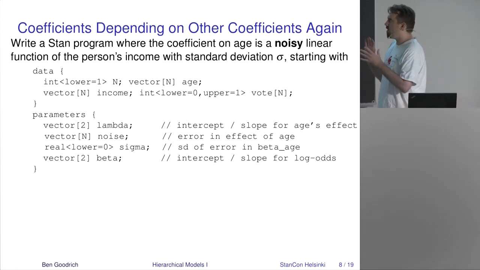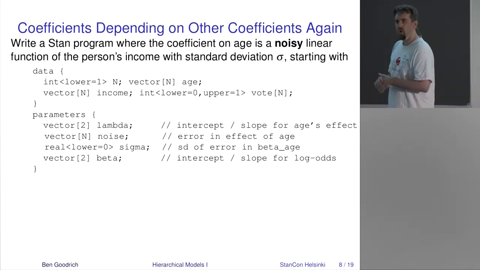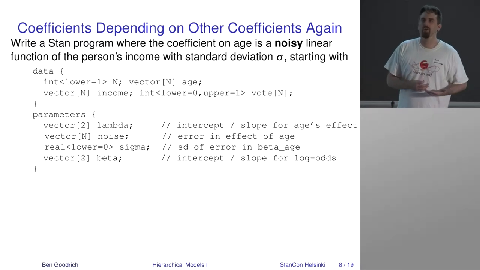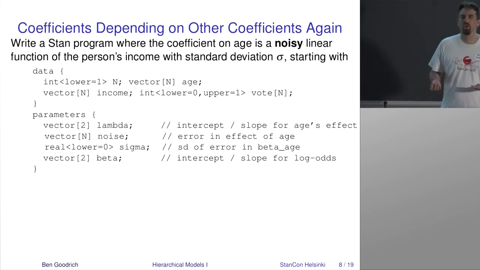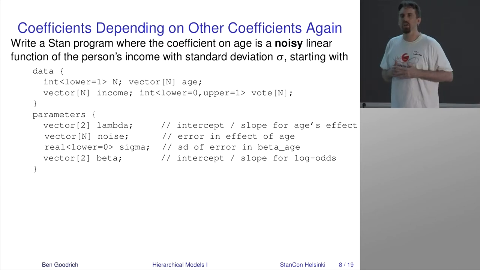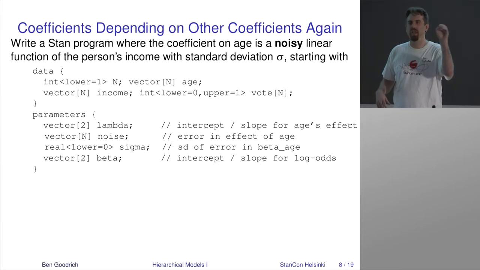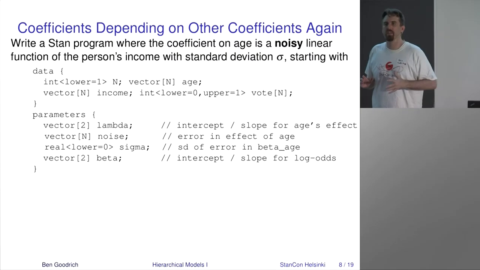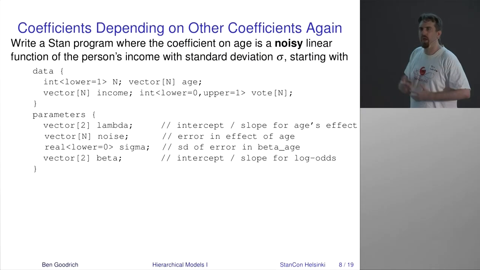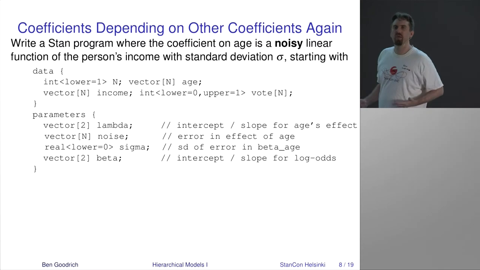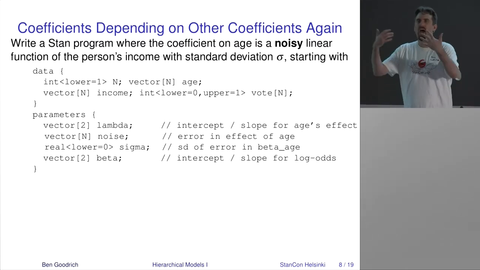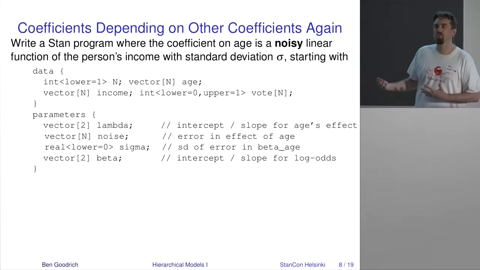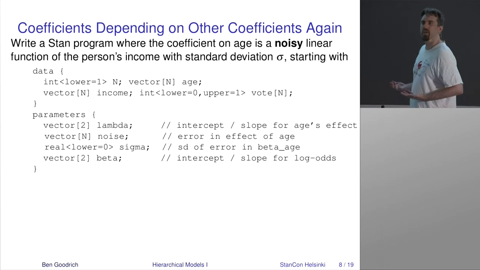So now let's make our Stan program a little bit different. What we previously wrote said that the coefficient on the person's age as to their log odds of voting was an exact linear function of income. There's lambda 1 plus lambda 2 times income. There's no noise in that relationship. So if you have two people with the same income, then they're going to have exactly the same coefficient on age. And that may be more restrictive than what we think is reasonable.